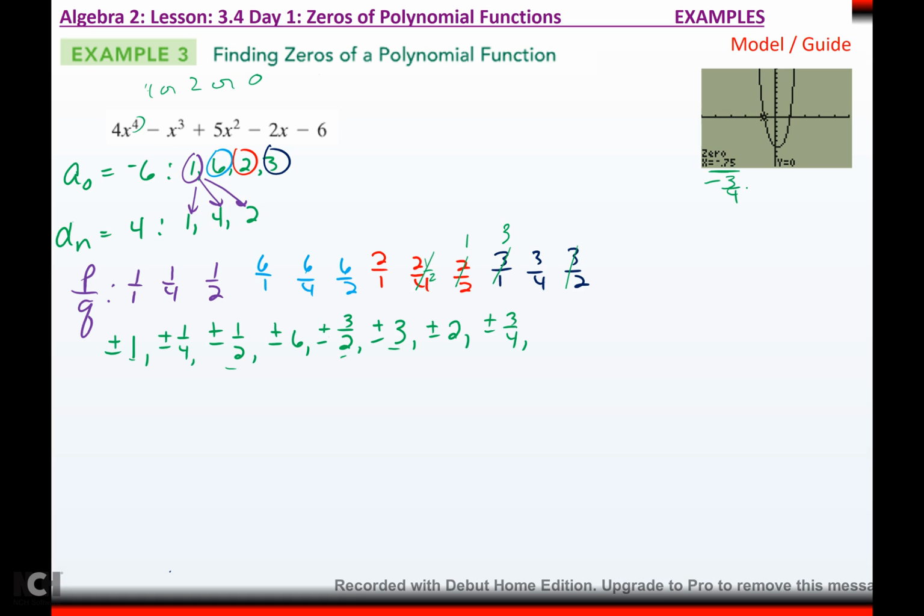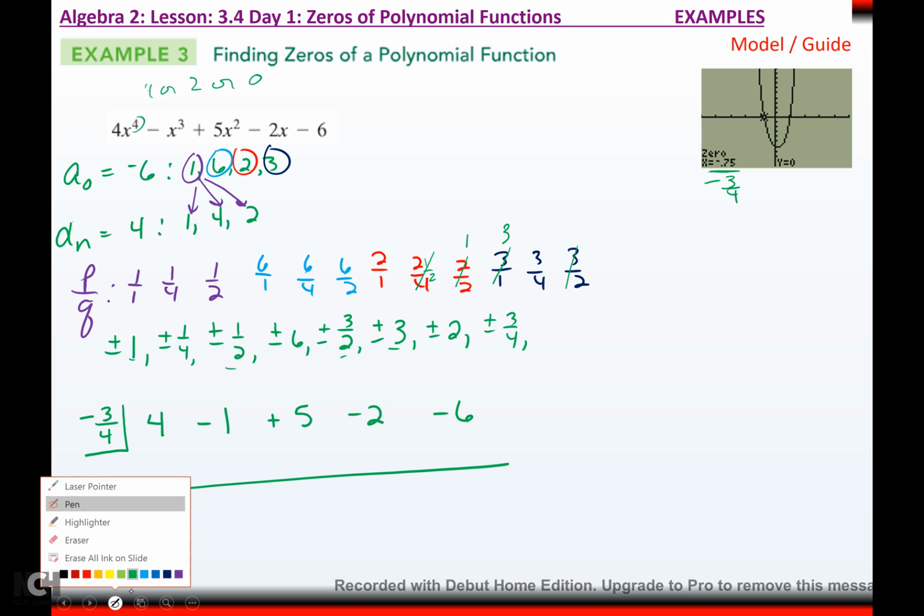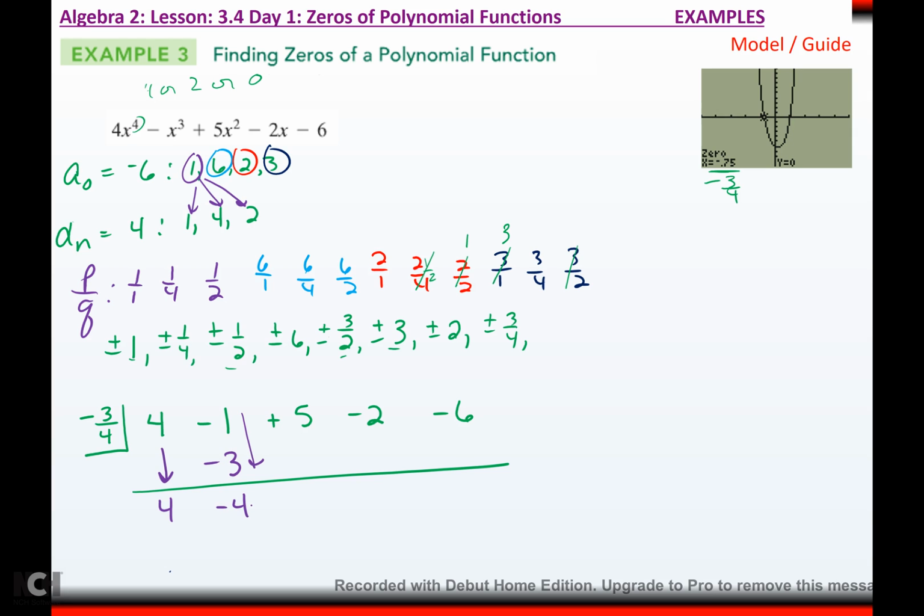Now, don't panic on the fractions, guys. It's not that bad. If I put negative 3/4 in the hole, my 4th degree coefficient, my 3rd degree coefficient, my 2nd degree coefficient, my 1st degree coefficient, and my constant, 4 comes out. Use a calculator. Type in negative 3/4 times 4. It's going to come back as negative 3. The 4's cancel. Negative 1 eats negative 3, comes out negative 4, times negative 3/4, they cancel, and that comes out positive 3.